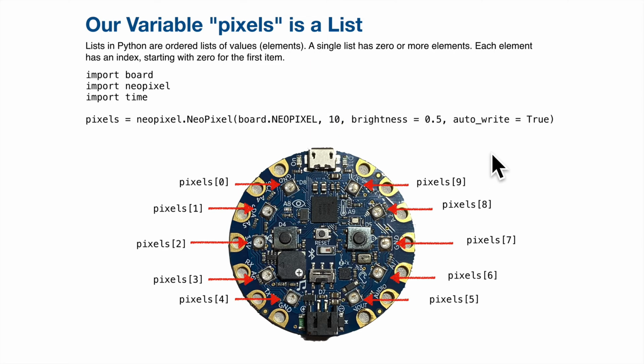Now instead of using the fill command, the command is just a little bit different. We'll say pixels, then bracket 0 bracket to refer to this first one here, and then equal, and then in parentheses 0, 0, 255. That should light that up as blue. We can also do the same thing for green, and we can do the same thing for red. Let's give that a shot.